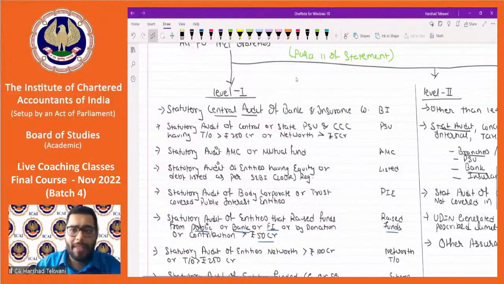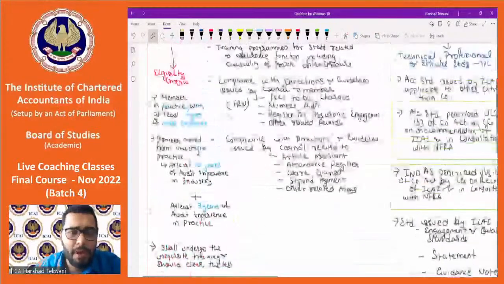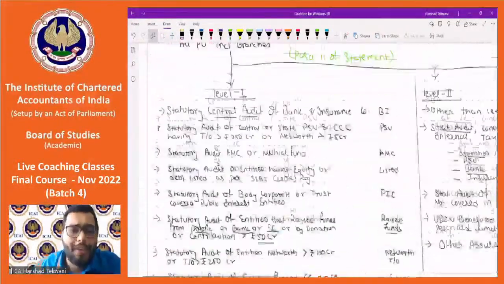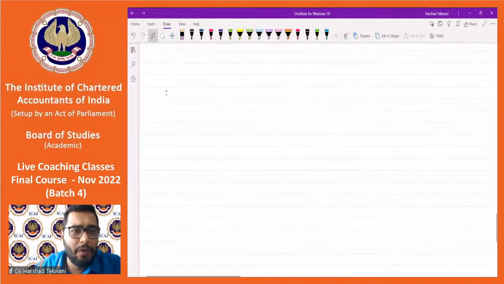Okay, let me move forward then. So we saw the level wise bifurcation. What is level 1, level 2? Then we saw the special case review. Now, for level 5, there is a bifurcation of level 1 and level 2 because of the periodicity of the peer review. When I say peer review of practice units, there should be a time frame: every year it is required to be conducted, once in 2 years, once in 3 years. So the timeline, or periodicity, for the peer review of a practice unit goes based on the level.